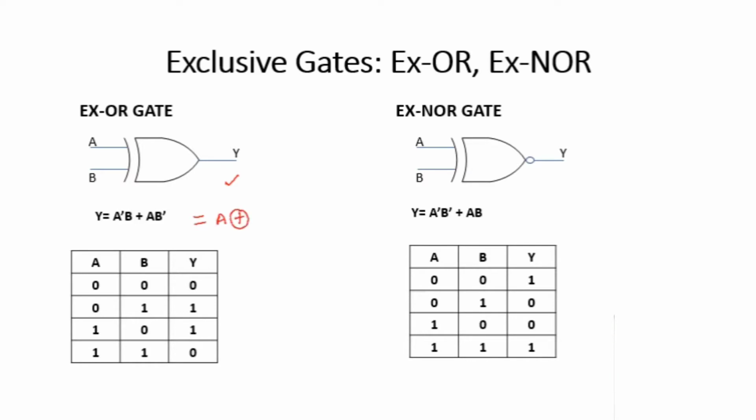This circled plus is the symbol of an XOR gate. And similarly, this XNOR gate has an expression A bar B bar plus AB, and it has a dedicated symbol of this circle dot. This is the symbol for an XNOR gate. Although it can also be mentioned as the complement of an XOR, so in this term it can also be mentioned like this.